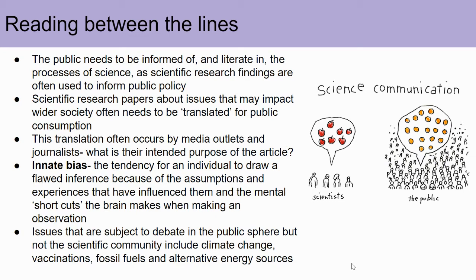So innate bias is the tendency for an individual to draw a flawed inference because of the assumptions and experiences that have influenced them, and therefore due to the mental shortcuts the brain makes when they're making an observation. So issues that are subject to debate in the public sphere, but not the scientific community, include things like climate change, vaccinations, fossil fuels, and alternative energy sources.